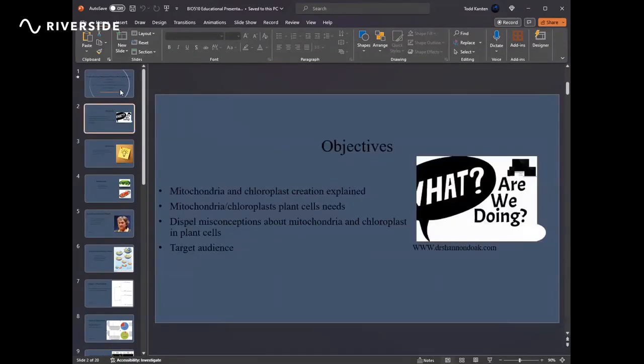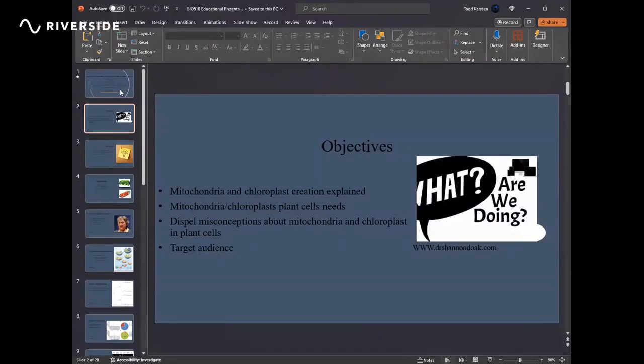We do have several objectives today, one of which is the creation of the mitochondria and the chloroplast. This has long been a subject of discussion among scientists. I will attempt to clarify the accepted way that these organelles were created.